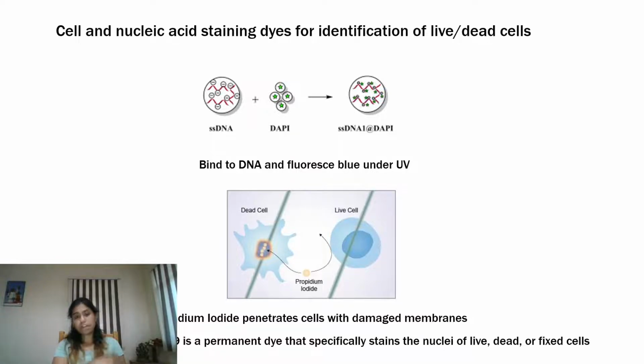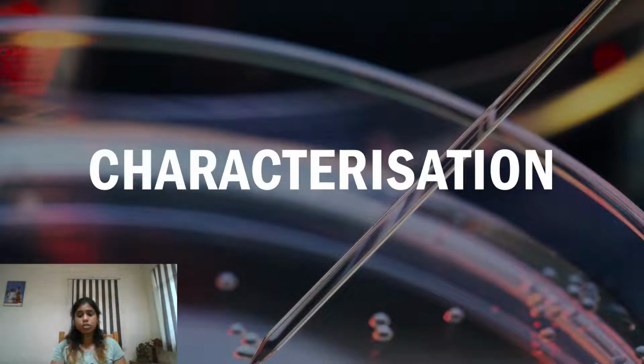Why should we know the viability? Because only then will we be able to tweak the metabolic processes or perform more suites of experiments to understand their characteristics, like their metabolic or ecological or physiological characteristics. So the next thing is characterization.